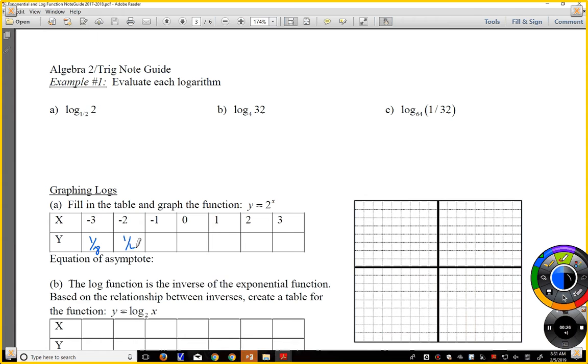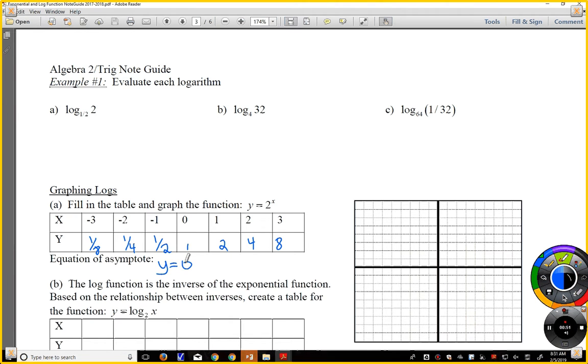1/4, 1/2, good. 1, 2, 4, 8. Okay. And then where is our asymptote for this function? Y equals 0. So all of our exponential parent functions, remember, they got closer and closer to 0, but they never actually reached 0 or crossed it. So all those parent functions have this y equals 0 asymptote.